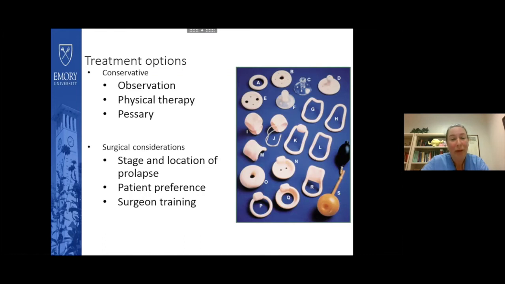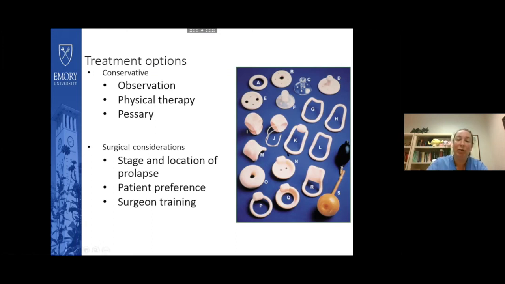Okay. Thanks. Sure. So treatment options for prolapse, you can do observation, you can do physical therapy. Now, when you do physical therapy, you should tell the patient this is not going to make your bulge go away, but it can decrease your symptoms of the bulge. You may not be as bothered by it, but it's not going to help resuspend your vagina.